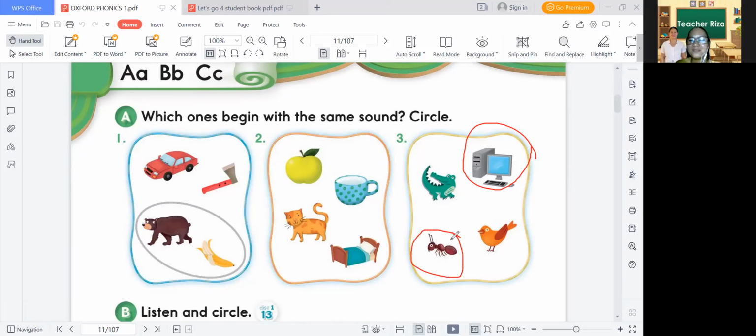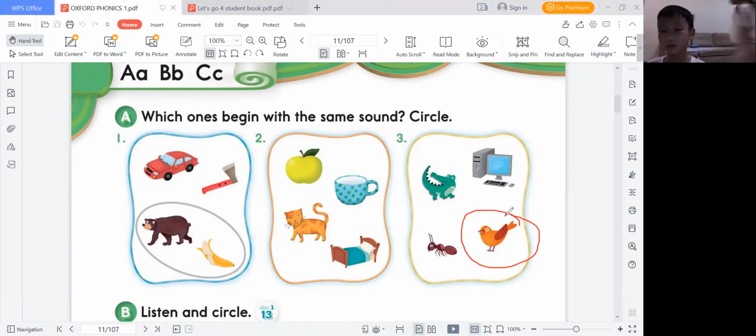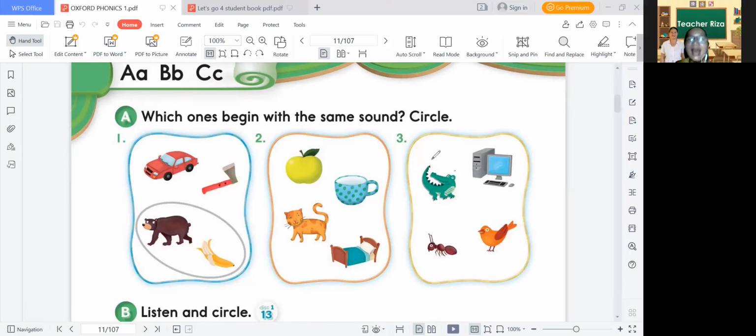What is this again? Ant. Okay, this one, it's a, what is this? It's a bird. What is this again? It's a bird. Very good. So which of these pictures have the same sound? Okay, do you think alligator and computer have the same sound? Yes or no? Same sound? Yes or no?